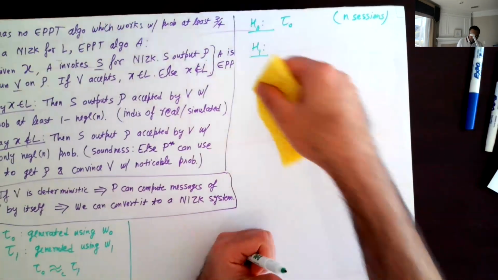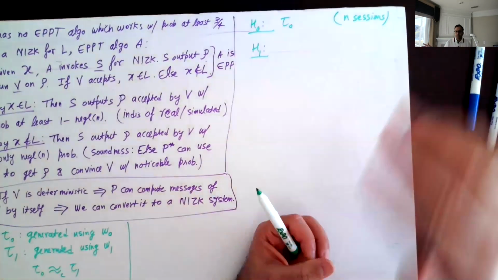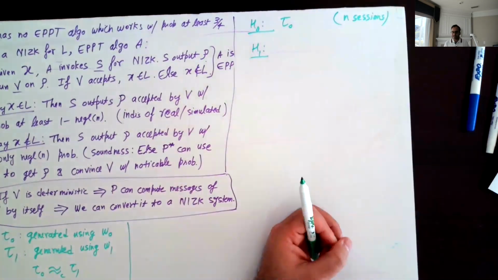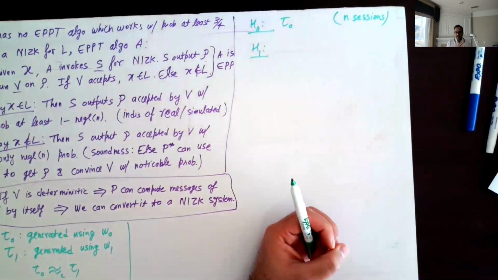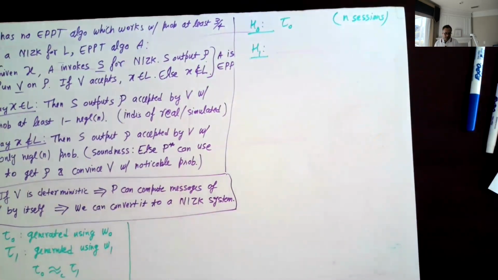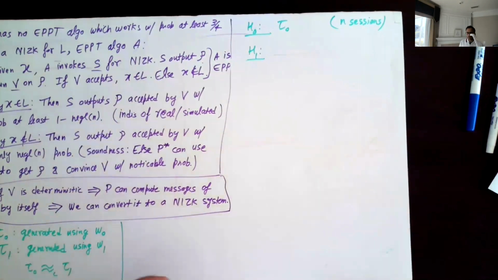It's just that the prover sends the first round message of all the n sessions at the same time. Then the verifier gives the challenge for all the n sessions again in one go. And then the prover responds in all the n sessions in one go. So just three messages total in the protocol.